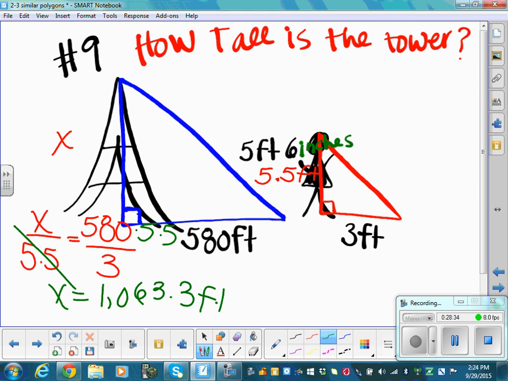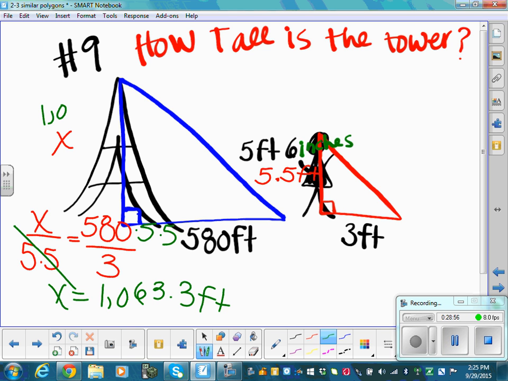1,603.3 feet. Now understand something, guys. The 0.3 feet doesn't mean 0.3 inches. You got to convert that. If you're doing it in ACT, I promise you, they will convert it. So how many inches is 0.3? You'll take your 12, multiply it by 0.3. Do it.